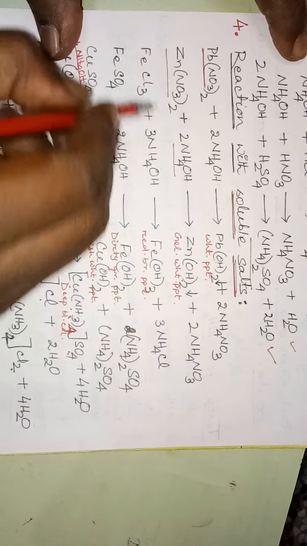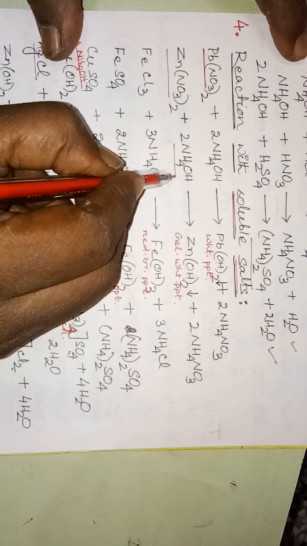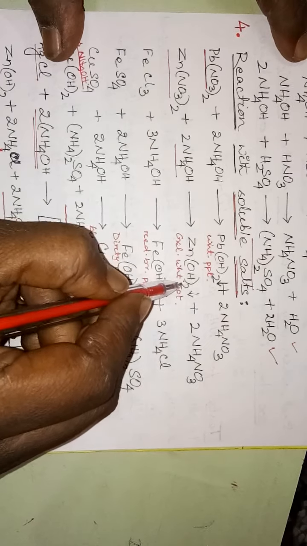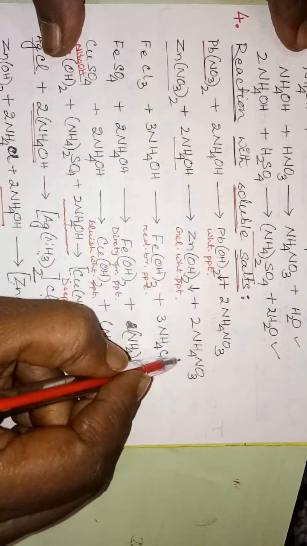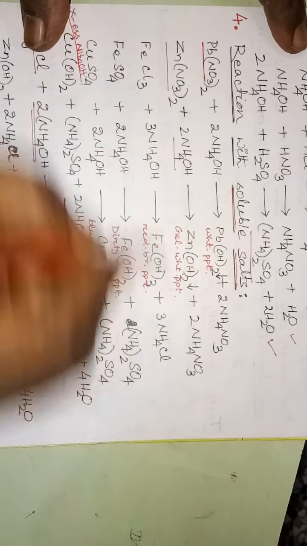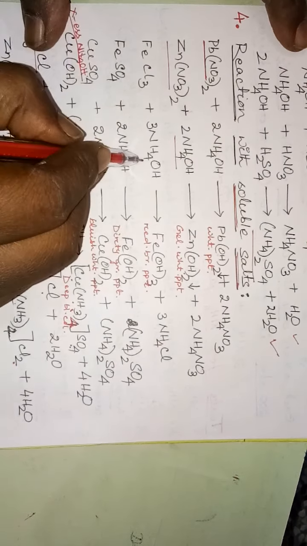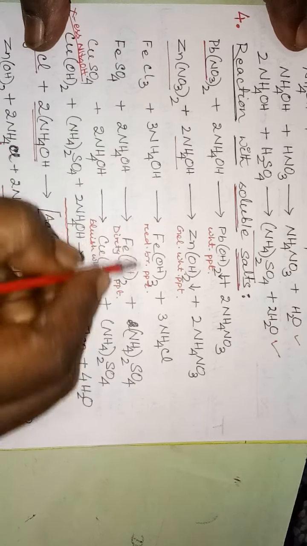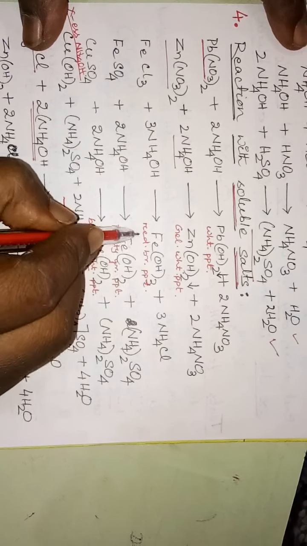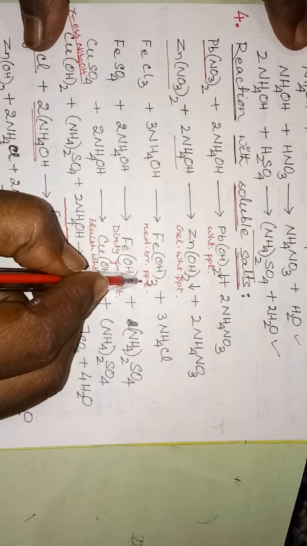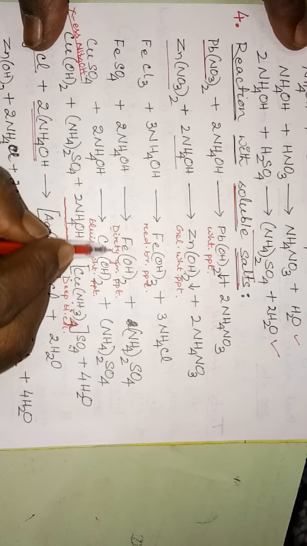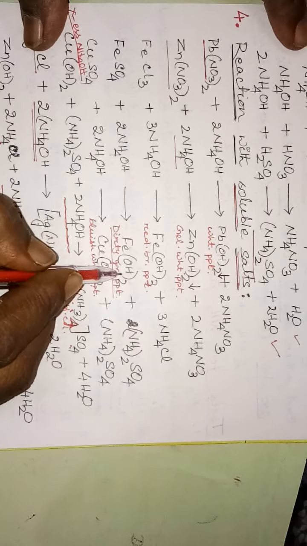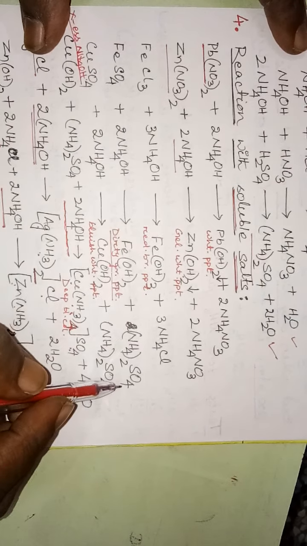Similarly, when zinc nitrate is treated with ammonium hydroxide, it forms zinc hydroxide, a gelatinous white precipitate, with ammonium nitrate. Ferric chloride, when treated with ammonium hydroxide, forms ferric hydroxide, which is a reddish brown precipitate. Ferrous sulfate, which is green in color, changes to dirty green, forming ferrous hydroxide and ammonium sulfate.